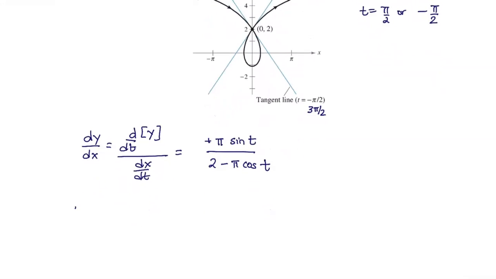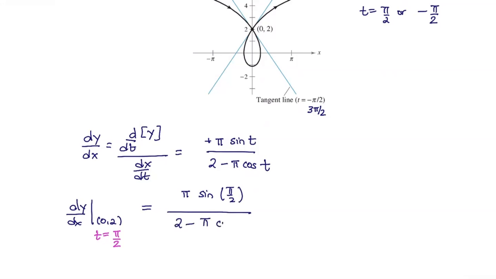So if I were to do dy/dx at (0, 2), and I'm going to use the point t equals pi over 2, then I will end up with pi times the sine of pi over 2, all divided by 2 minus pi times the cosine of pi over 2. And of course, the cosine of pi over 2 will be 0, and the sine of pi over 2 will be 1. And so we get pi over 2 as the slope of this line.